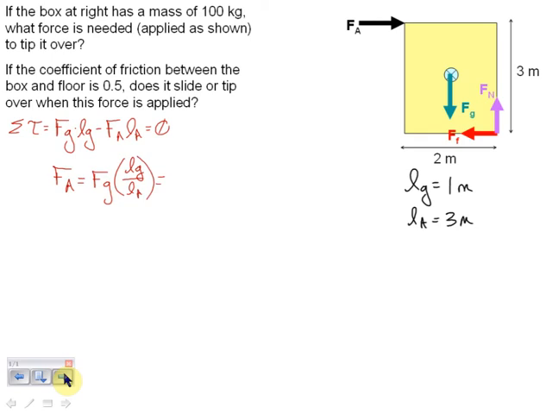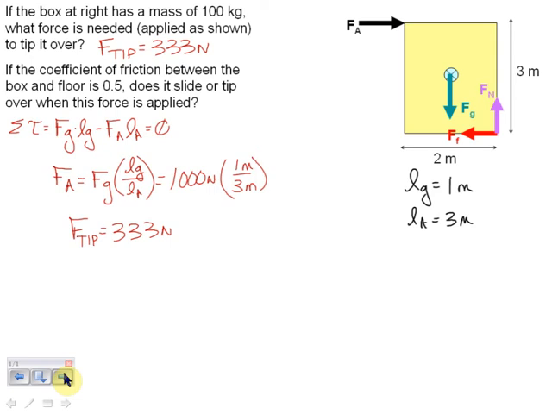Putting in some numbers, this is a 100 kilogram object, so if we're using 10 newtons per kilogram for g, it'll have a weight of 1,000 newtons. 1,000 newtons times 1 meter over 3 meters gives us a force to tip of 333 newtons. So this is a force that will put this object just on the verge of tipping. One more newton will make this thing tip over to the right. One less newton will not allow it to tip over at all. So there's our tipping force.